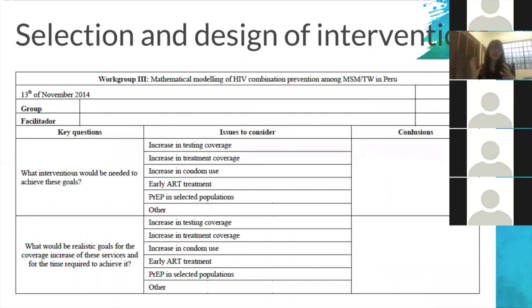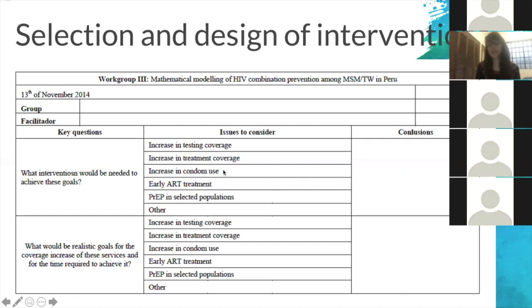Basically, groups were separated and they all discussed these together. Then I went with each of the groups and we had a board and we discussed each of these potential interventions. The first question was, what interventions would be needed to achieve these goals? So how can we increase testing coverage? Because it was very low at the time in Peru, and it still is quite low. For example, many mentioned mobile units as the only way to reach transgender women effectively.